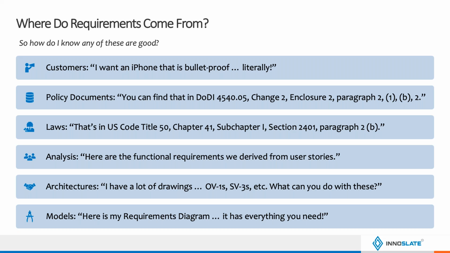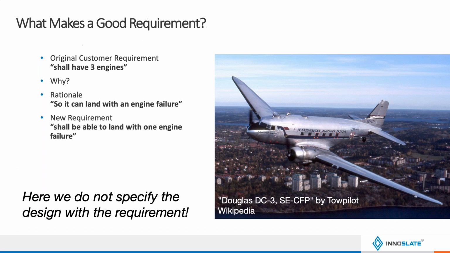Analysis: here are the functional requirements we derive from user stories. Architectures: I have a lot of drawings, OV-1s, DoDAF, etc. So what can you do with these? And the models: here's my requirements diagram. It has everything you need. So again, how do I know any of these are good?